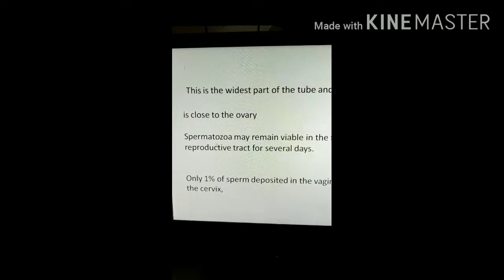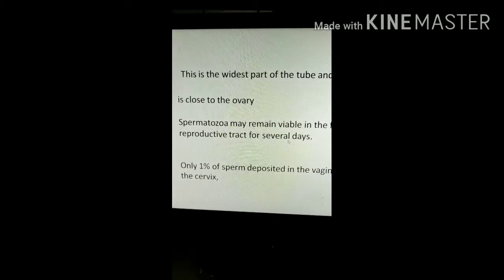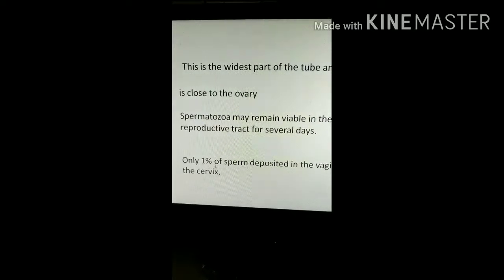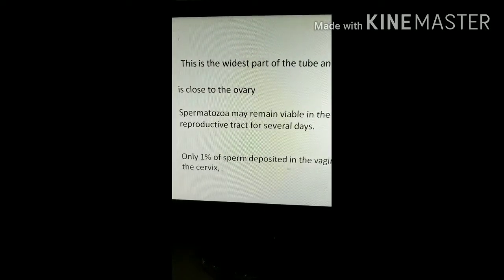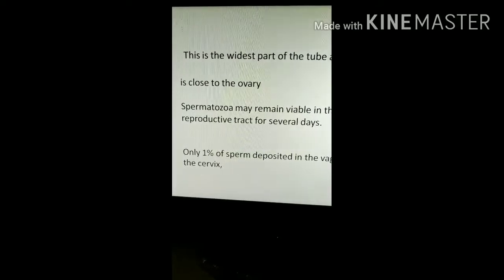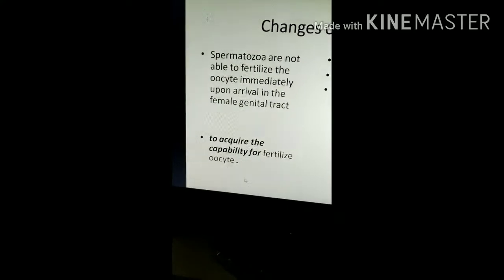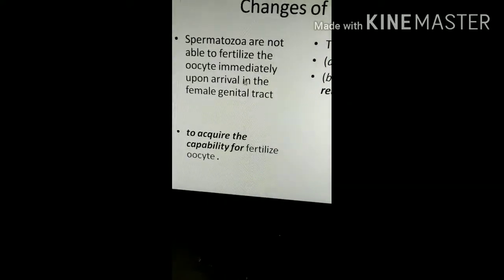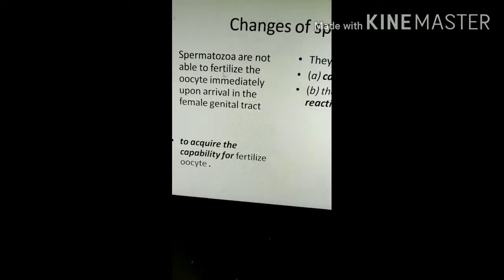How many days do sperm remain viable in the female reproductive tract? For several days. How many? Of the sperm deposited in the vagina, only 1% enter the cervix, and only one sperm is capable of fertilizing the oocyte. Another question: are all sperm able to fertilize the oocyte immediately upon arrival? No, they are not able to fertilize.